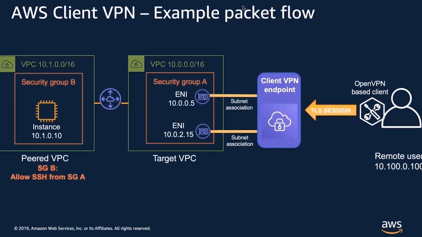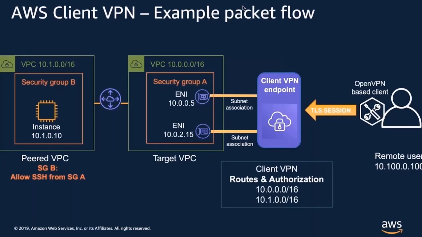So if we want to allow remote users to connect to that instance, we can now leverage the security group capability. So we can say in our security group B, the one that protects the instance, that we want to allow maybe SSH traffic, if these are your remote administrators, or any other traffic you want. We want to allow that traffic from security group A. So any traffic coming through those ENIs will be tagged with security group A and then will be allowed to connect to the instance. We also need to make sure that in our client VPN configuration, when we look at the routing and the authorization, we add that additional range of the other VPC we want to allow access to. So at that point, the user should be able to connect to the other VPC.